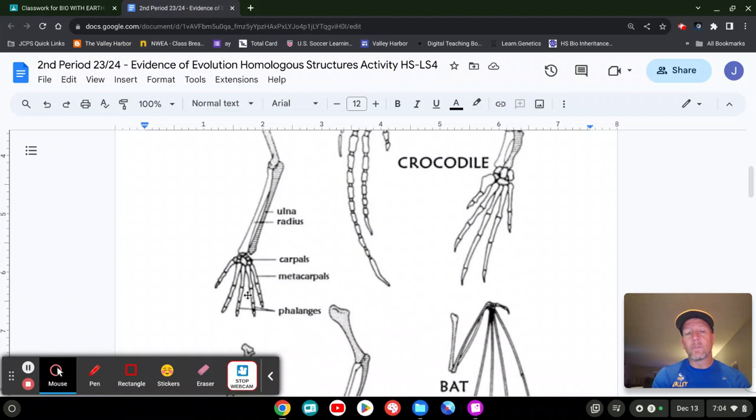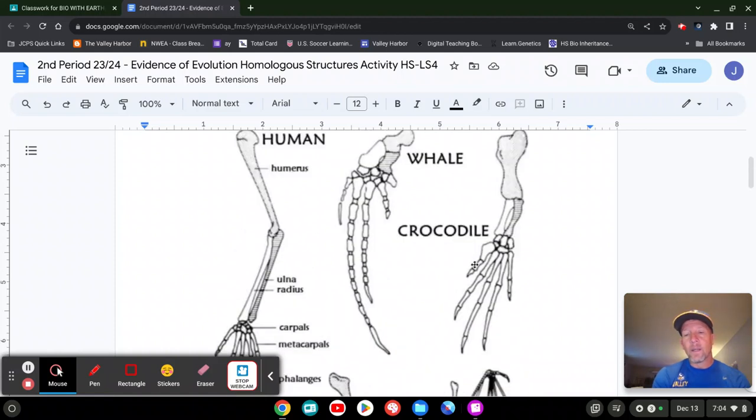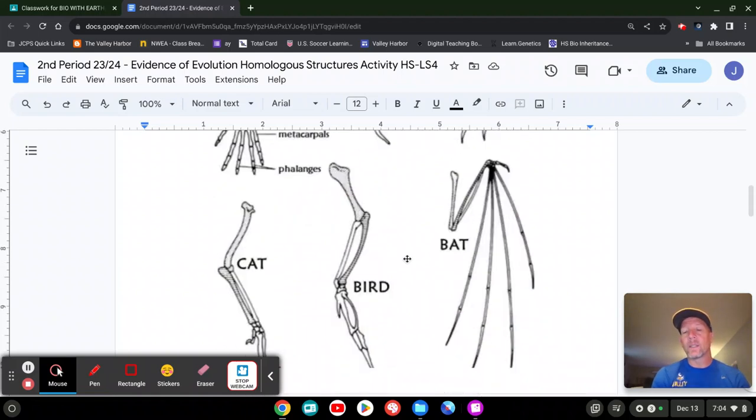So the metacarpals are the larger bones that are in these. Your phalanges would be the 3 bones towards it. You'll always have your distal, medial, and proximal phalanges. In the whale, you can see it's developed over such a long period of time that it looks very, very different. Same with the bat and the bird and the cat.